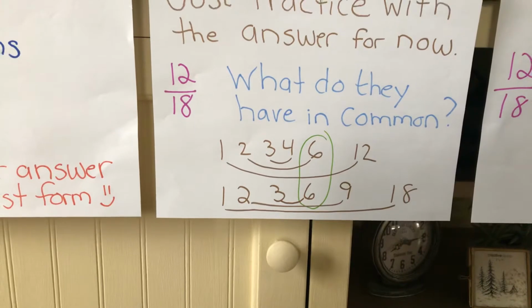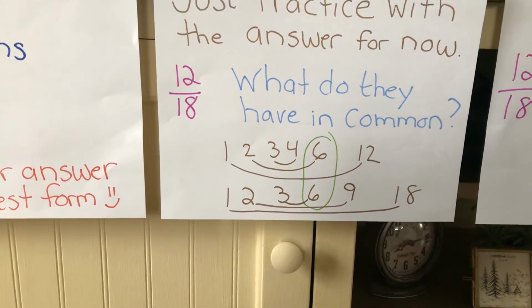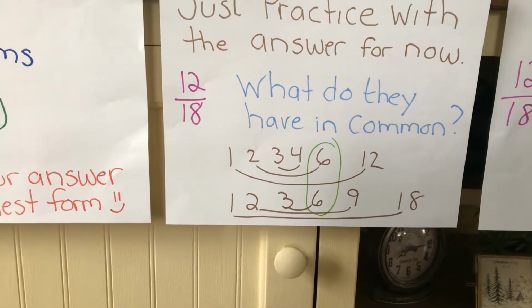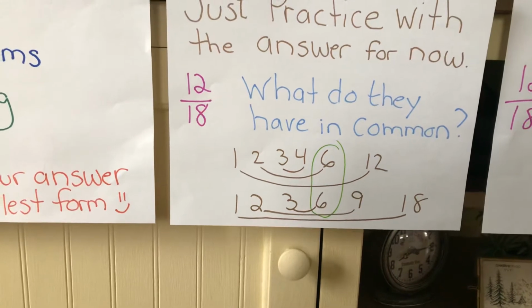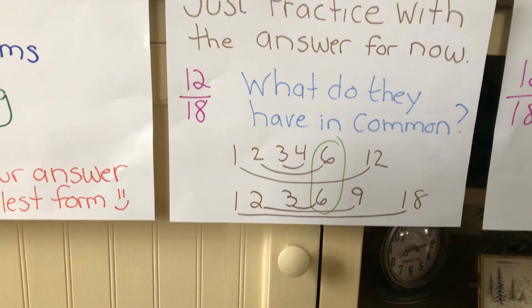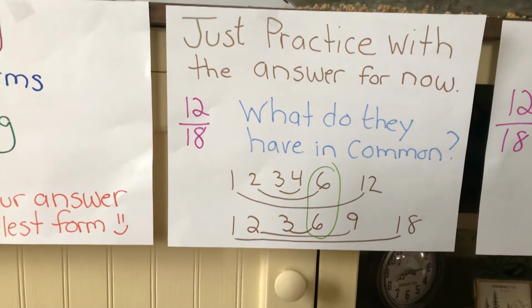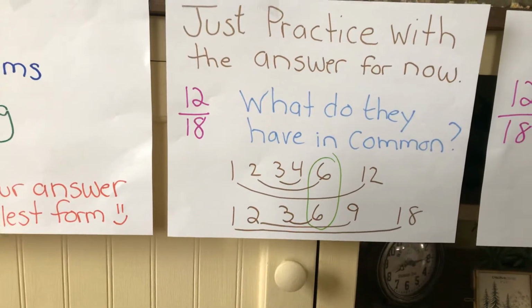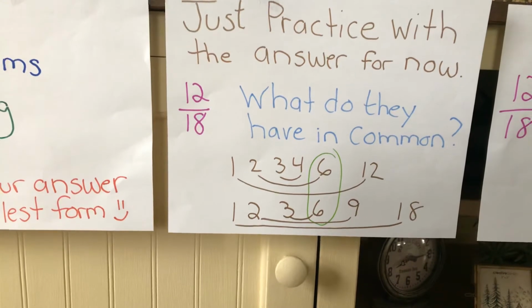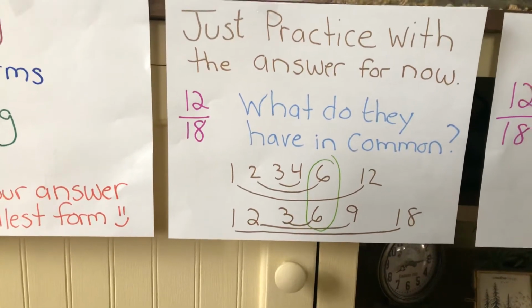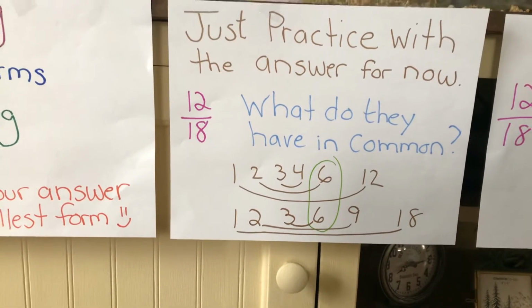And what you do is say to yourself, what do these numbers have in common with each other? So we need to list the factors. The factors of 12 are 1 and 12, 2 and 6, 3 and 4. The factors of 18 are 1 and 18, 2 and 9, 3 and 6. What factors do they have in common? Well, we can see they have 1 in common, 2 in common, 3 in common, and 6 in common.